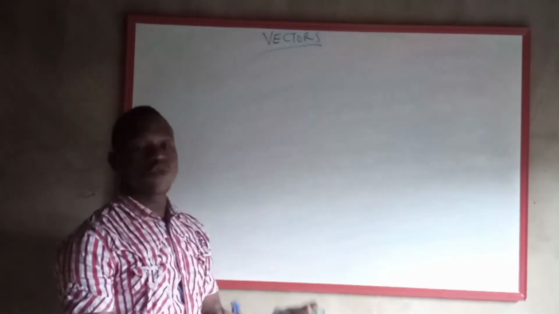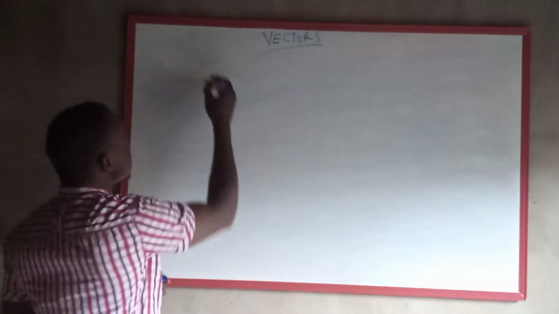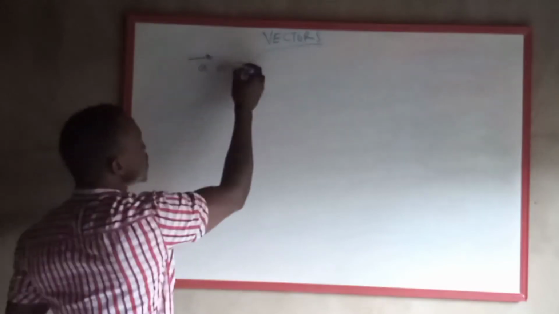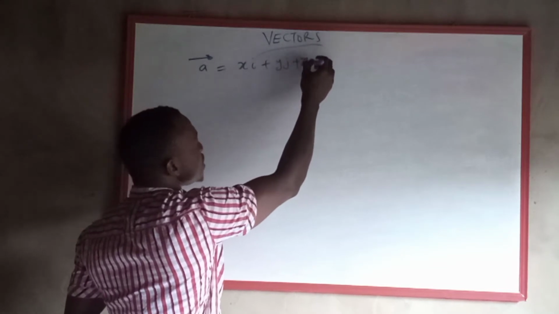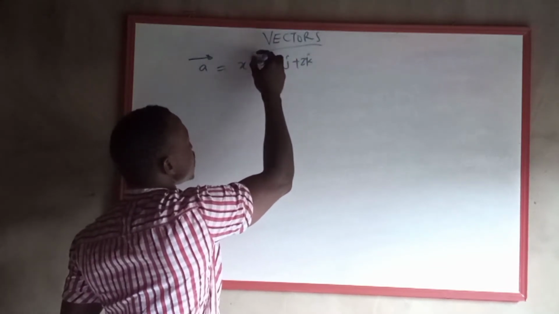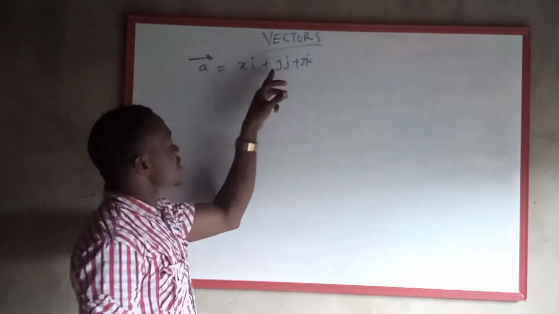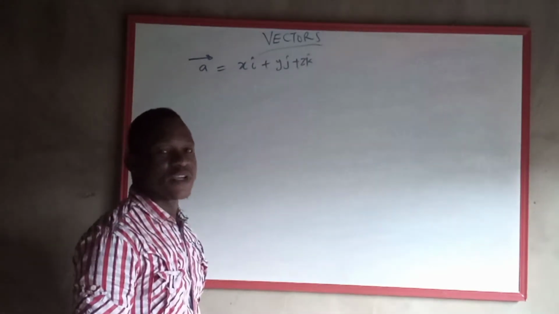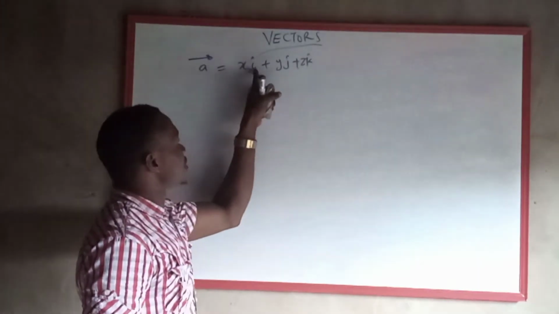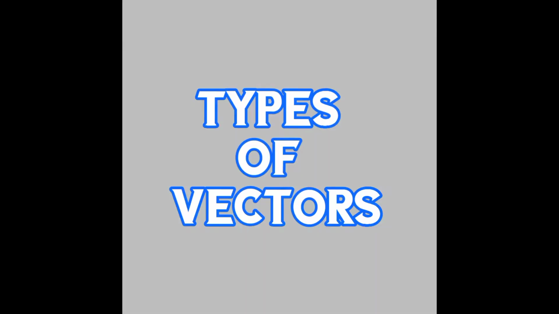So how do we solve for vectors? First of all, vectors are represented using this particular arrow. For instance, I can say vector A is equal to xi plus yj plus zk. This is the magnitude of the vector A: x, y, and z, while i, j, and k are their respective directions. So we have magnitude and direction, magnitude and direction, magnitude and direction. That is for vector A.